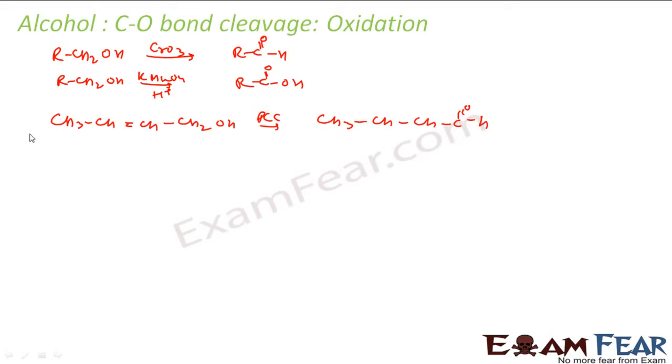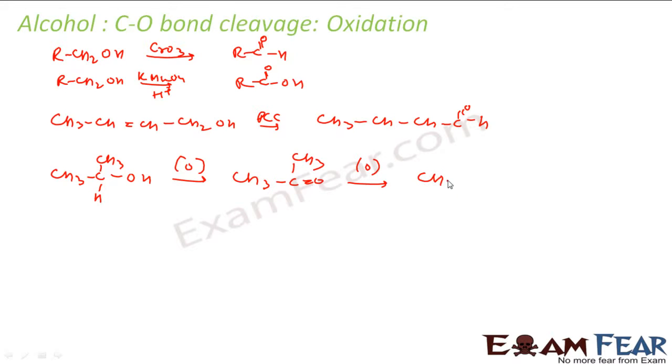Correct. Let's take one secondary alcohol oxidation. So I have CH3CH3OH. I oxidize it. I get ketone here. This will become ketone, and there will be H here actually. And then I'll further oxidize it. What I'll get is CH3COOH and HCOH. That's what we'll get.